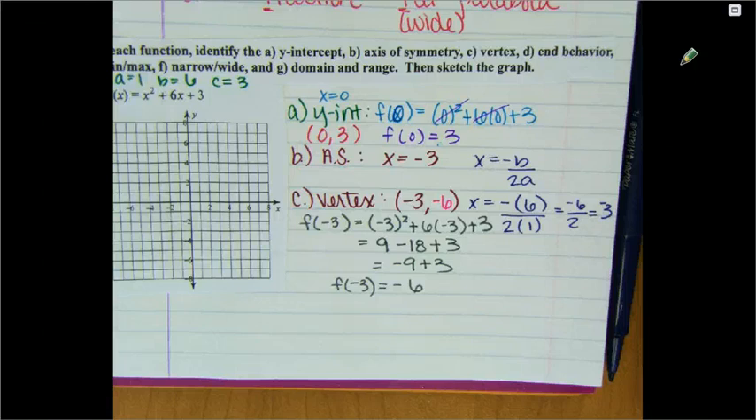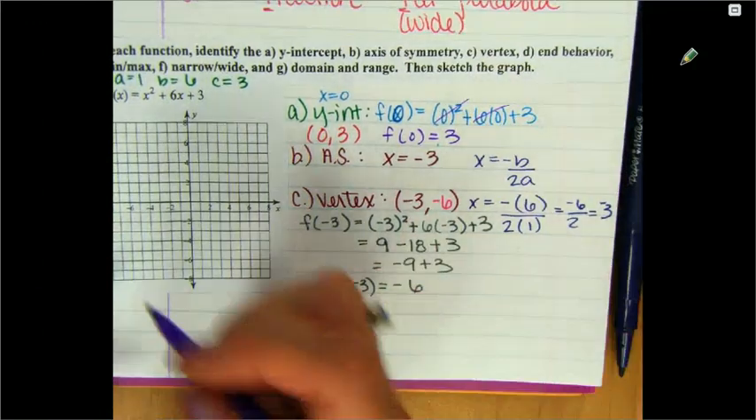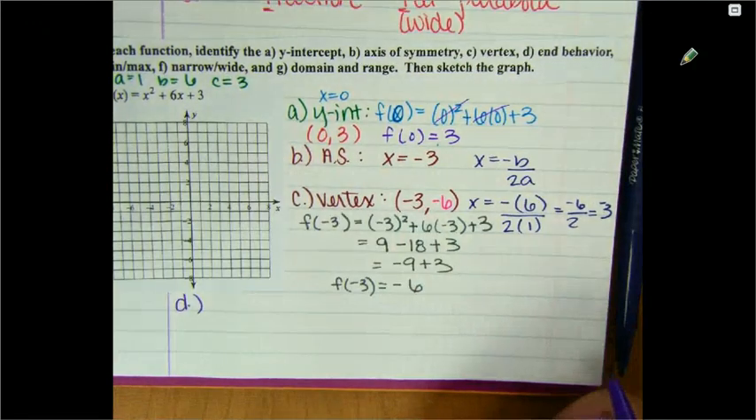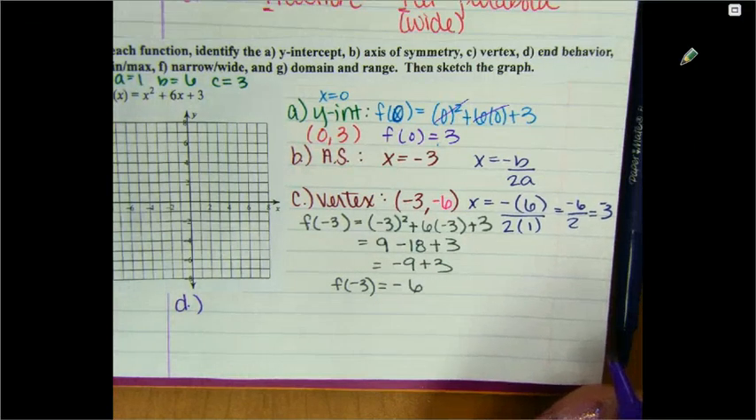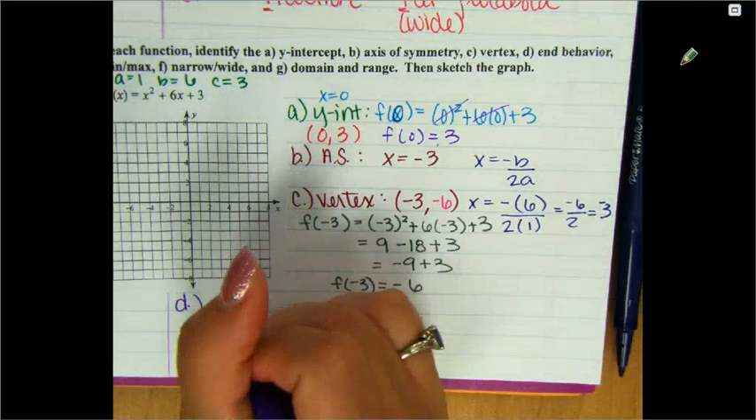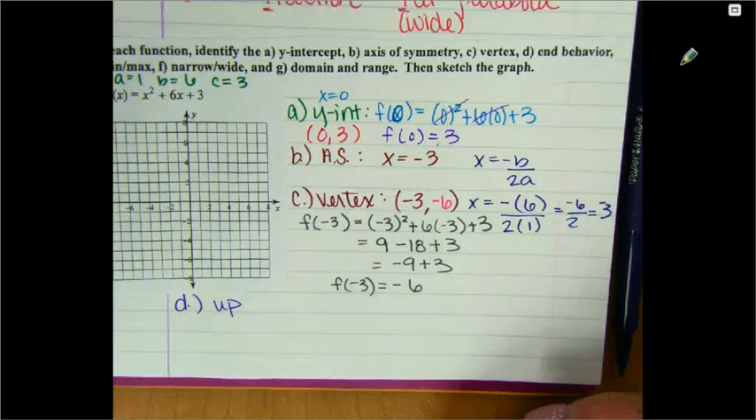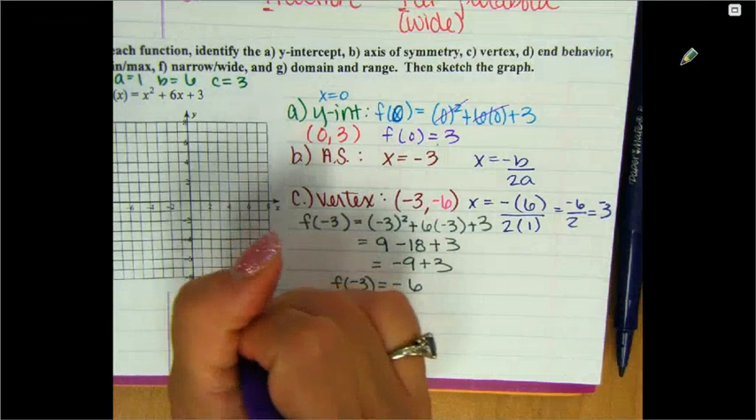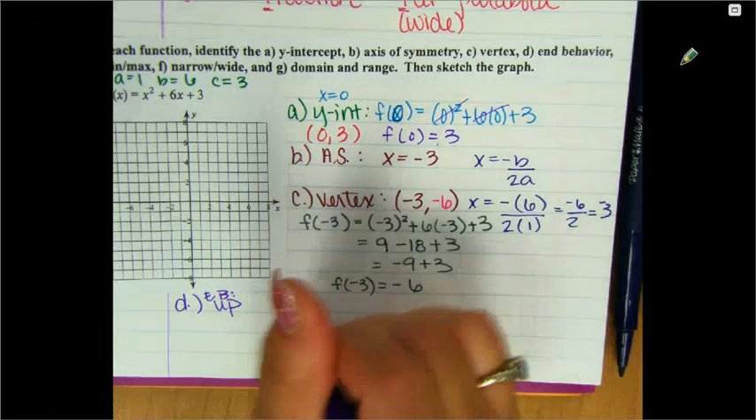Are we good? Ready for the next part? All right, the next part says end behavior. Which one determines the end behavior? A, B, C, y-intercept, axis of symmetry, vertex. What determines end behavior? Which one? It's not C. It's A. A determines end behavior. If A is positive, which way is it going? That's the right end behavior, EB, not east, but end behavior.